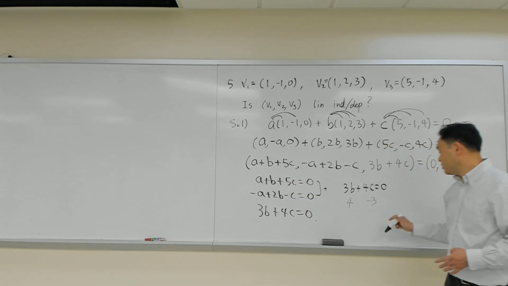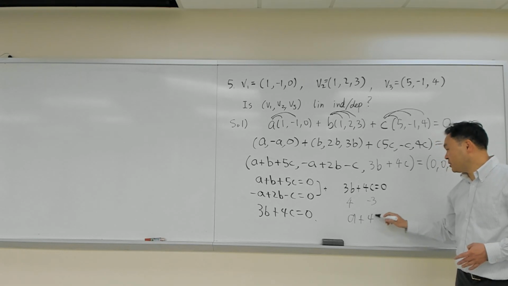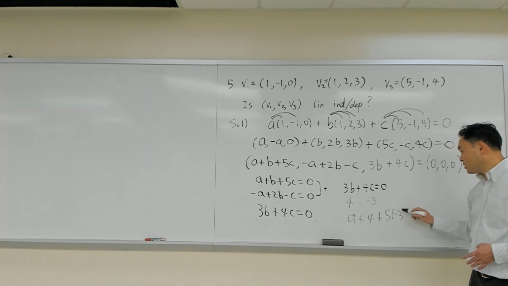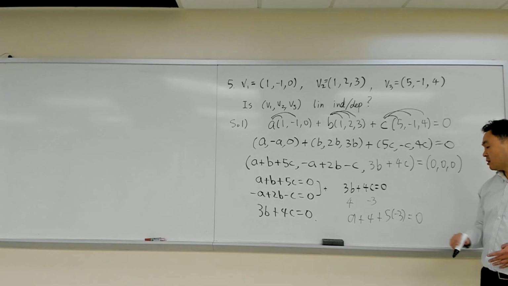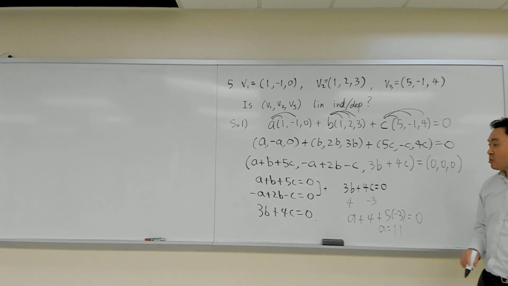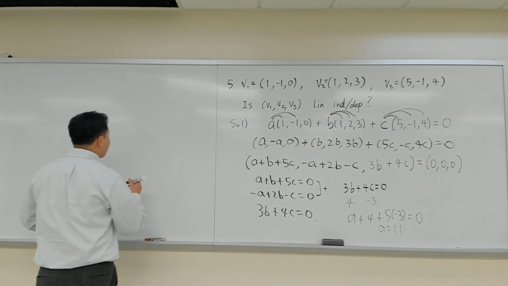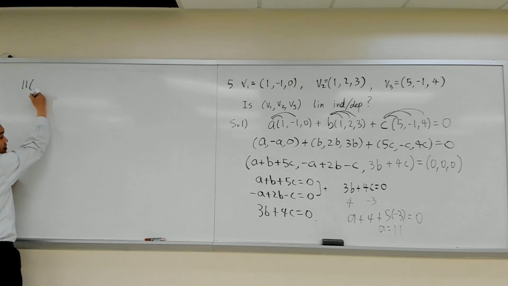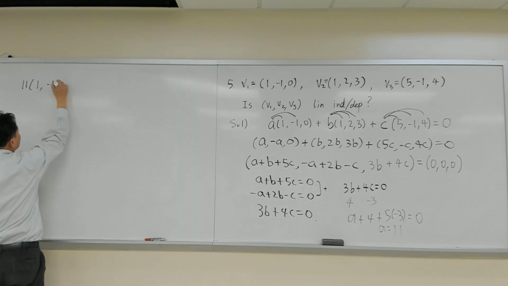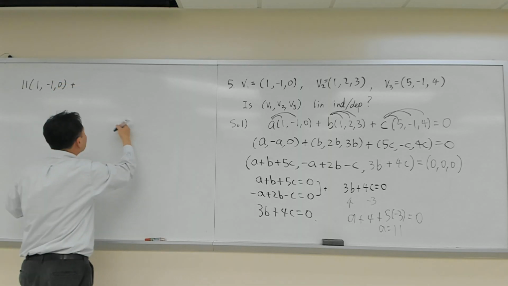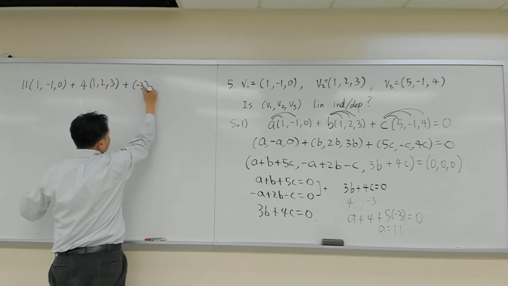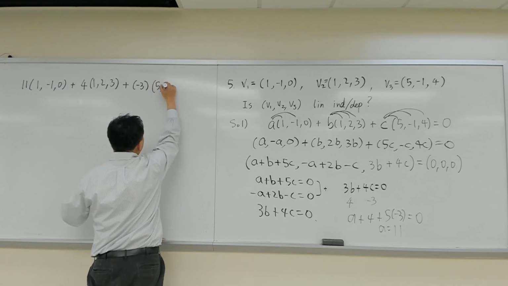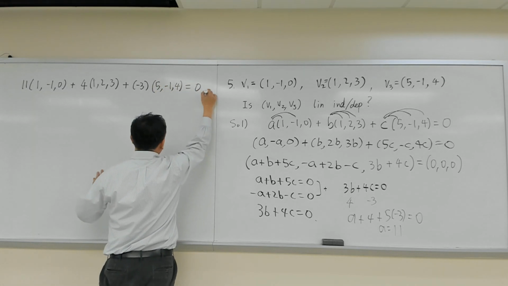If I plug in 4 for B and then -3 for C, the -15, so what is A? 11, right? So you have A equals 11. So I think what's going to happen is, if I have A as 11, and you have 1, -1, 0, and then B as 4, 1, 2, 3, and then plus C as -3, 5, -1, 4, I bet this is going to give you 0. Let's see if we are right.